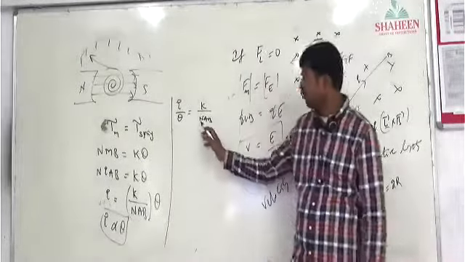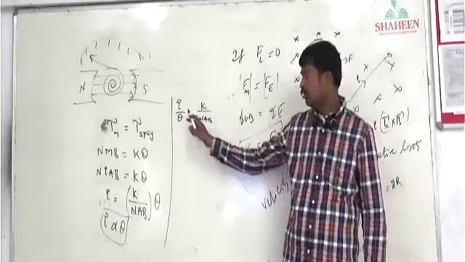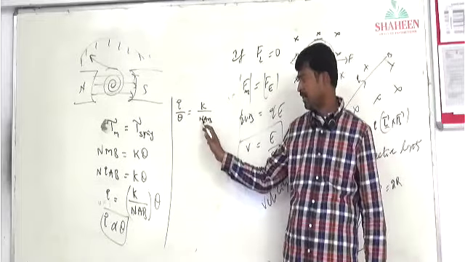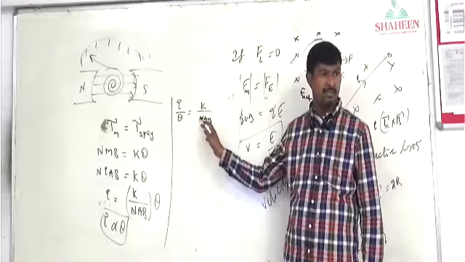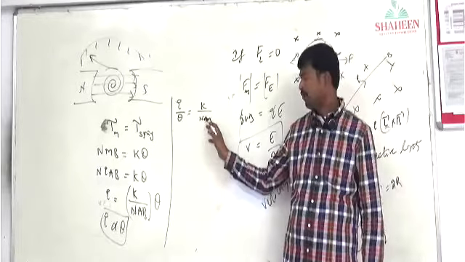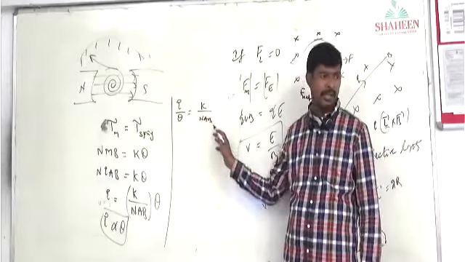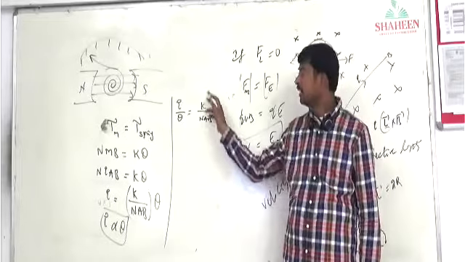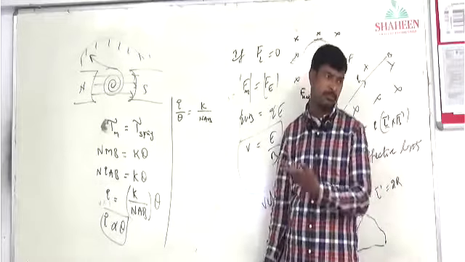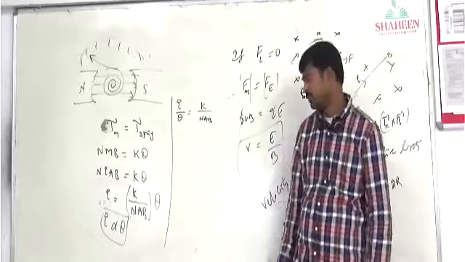Sometimes conceptually they will ask how we can increase the current sensitivity in a galvanometer. You can increase it by increasing the number of turns, or increasing the area, or increasing the magnetic field, or by decreasing K. This is what we call current sensitivity.